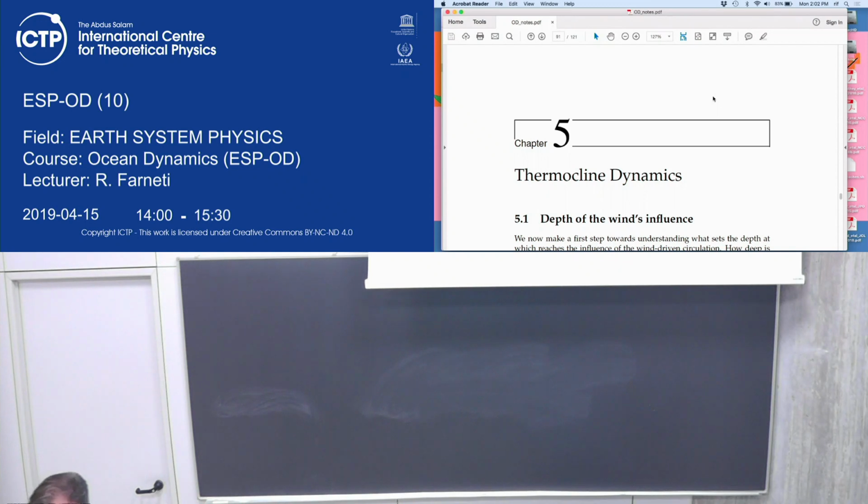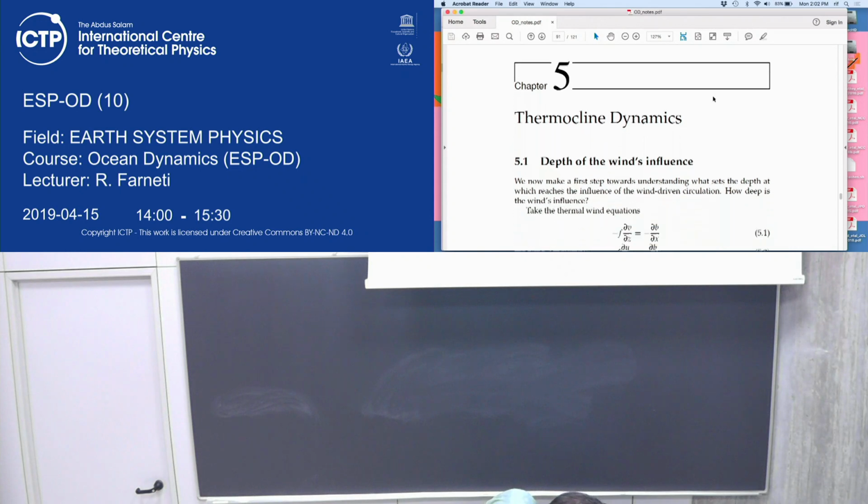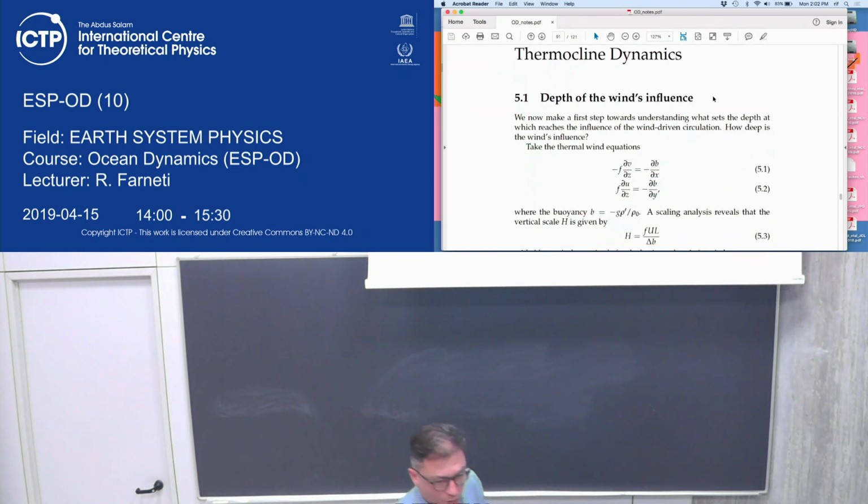Last time, we used the diffusive approach to start thinking about the meridional overturning circulation. So we try to understand how deep the wind influence is. All these wind-driven gyre theories that we developed, but how deep do they reach? How deep is the wind stress felt by the ocean circulation? So we started to think about a simple scaling analysis of the depth influence of the wind.